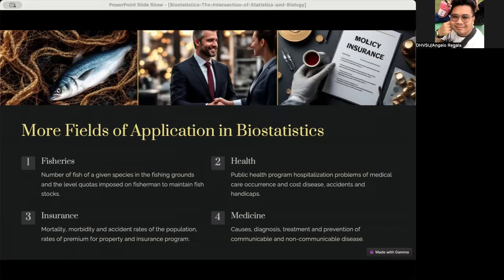In medicine, okay, we try to understand the cause of a certain disease, diagnose or understand it, provide treatment, and do some preventions or precautionary measures for those communicable and non-communicable diseases. Okay, so that is how we use biostatistics.